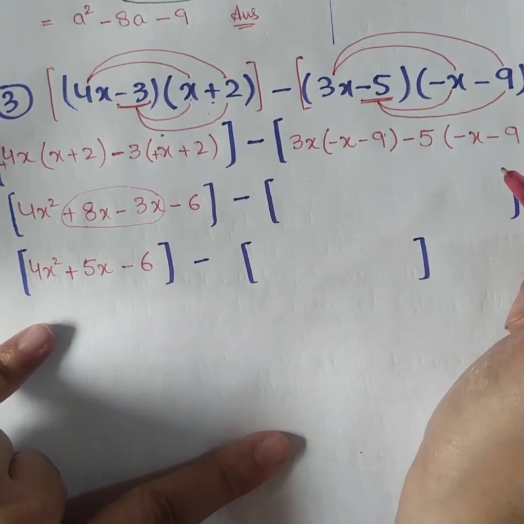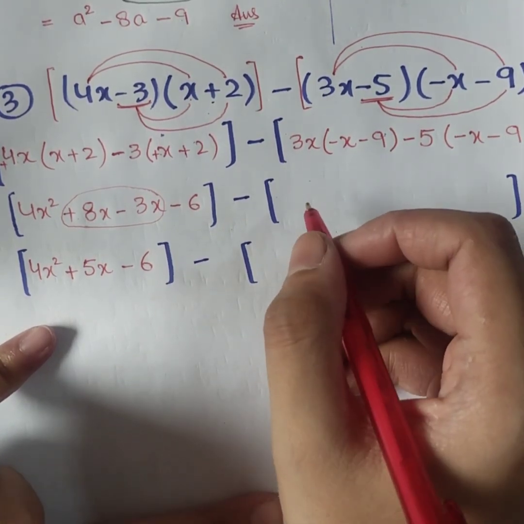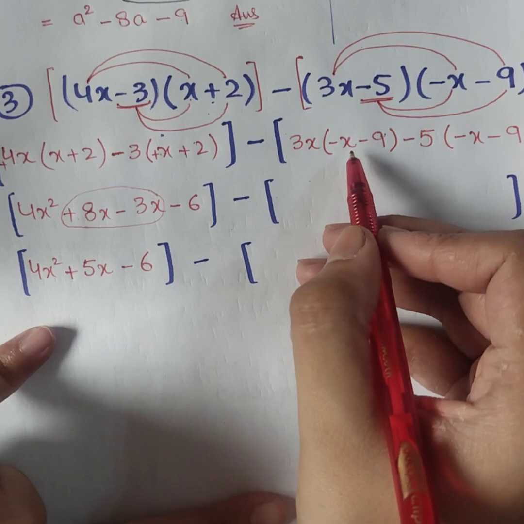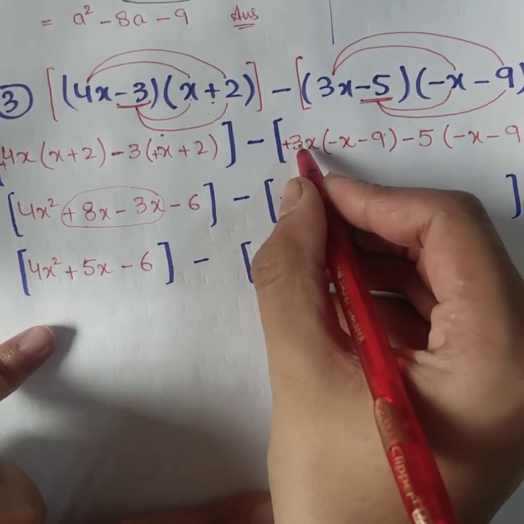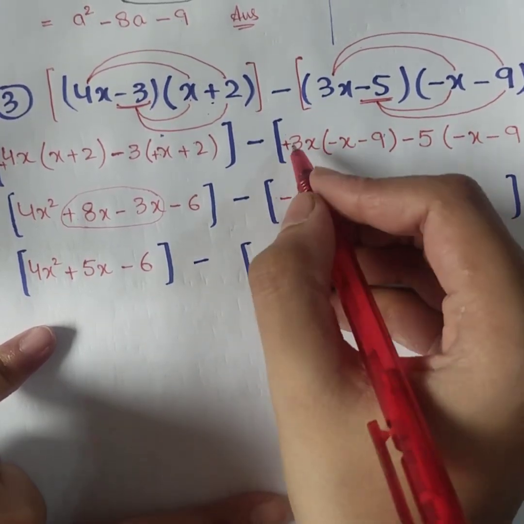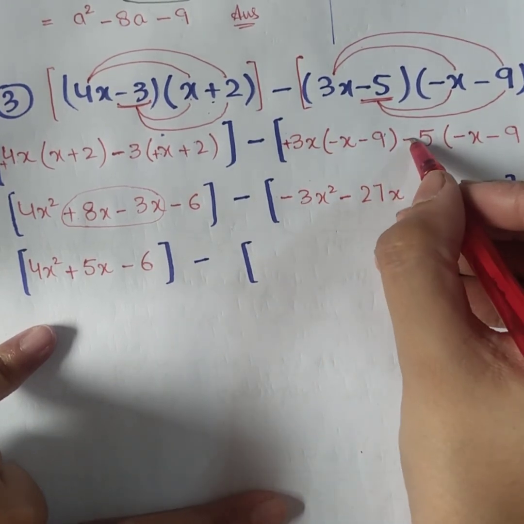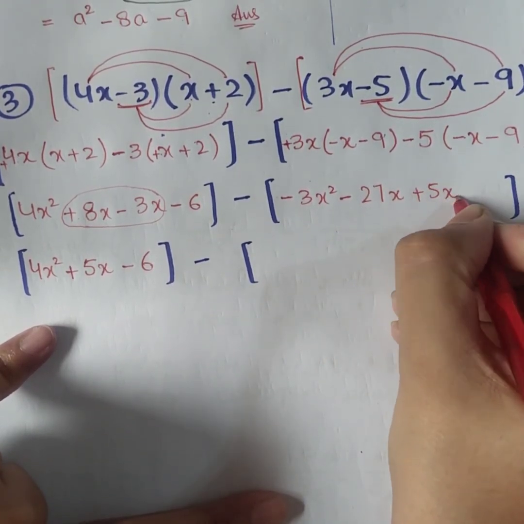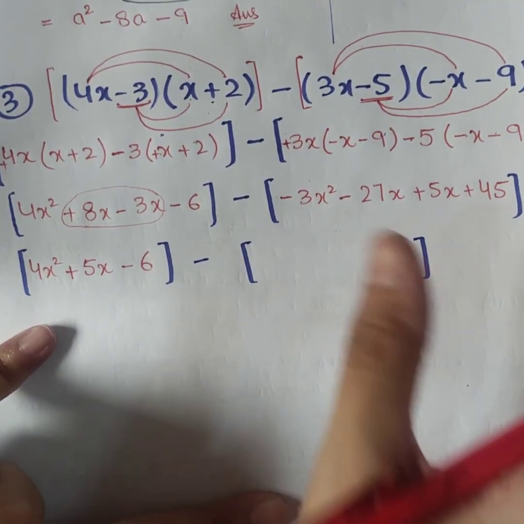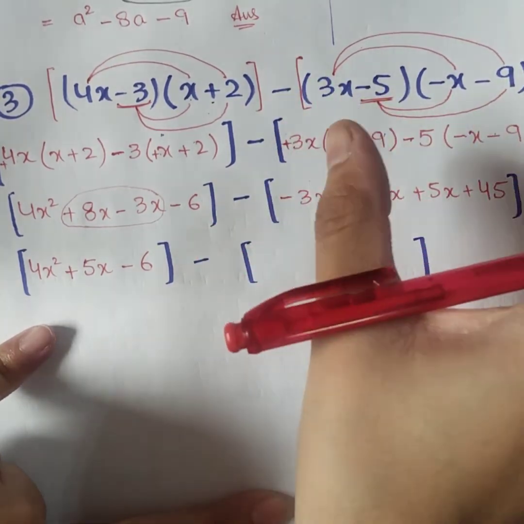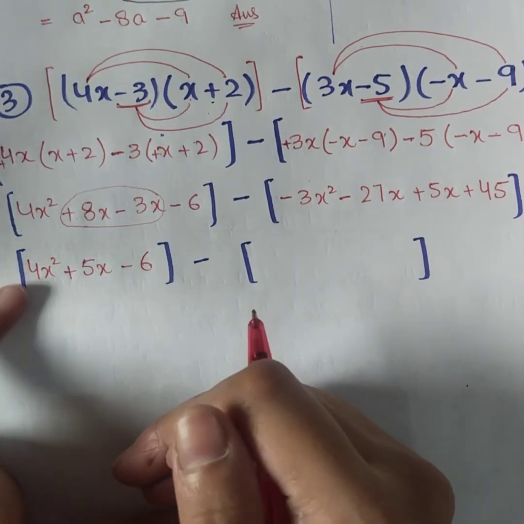If you use your pencils, you can easily multiply and understand how we have to multiply them. Now multiply 3x with this value. Here 3x has a plus sign, okay? Plus times minus is minus, 3x into x, 3x square, plus times minus is minus, 9 threes are 27x, minus times minus is plus 5x, minus times minus is plus, 5 nines are 45. You are multiplying this square bracket, forget about what is written before this, okay?